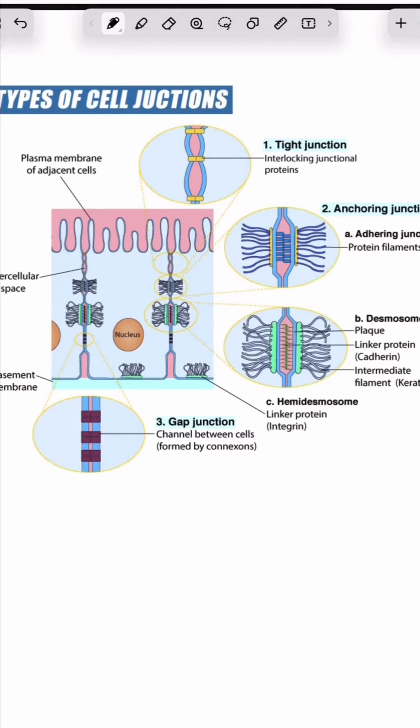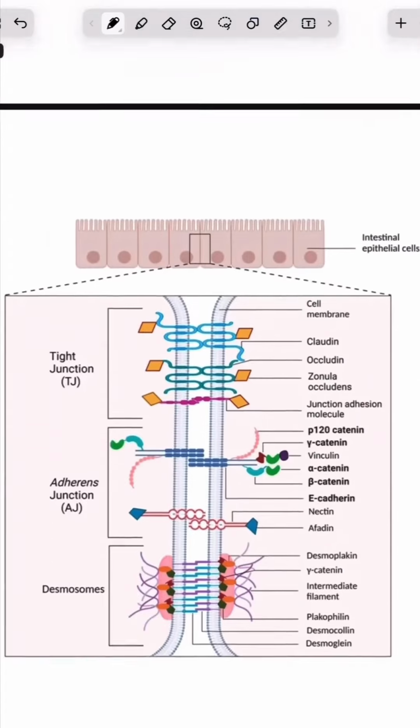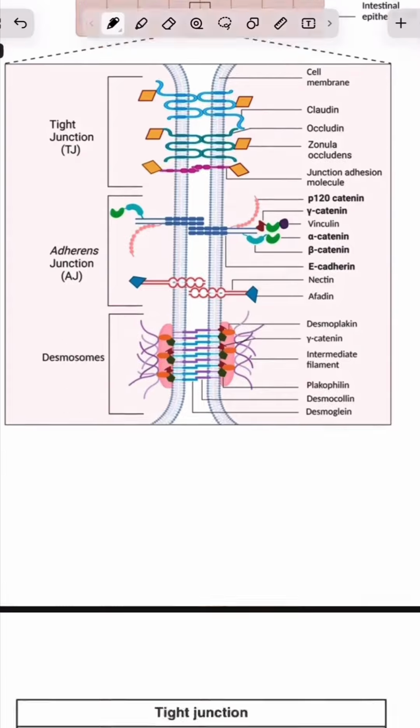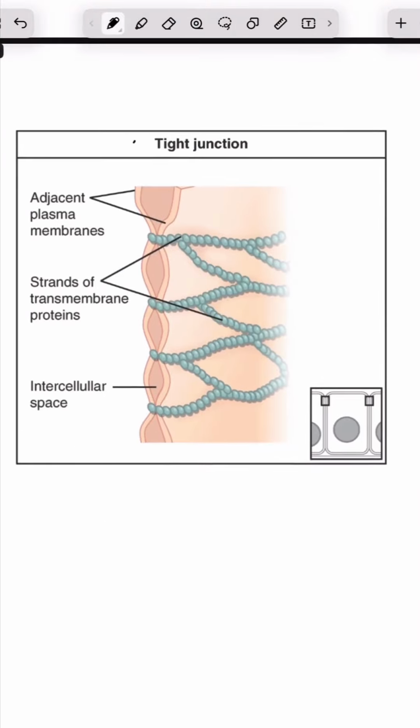Hello everyone, today we will cover cell junctions. Cell junctions are contact points between the plasma membranes of tissue cells. According to it, there are five major types of important cell junctions.